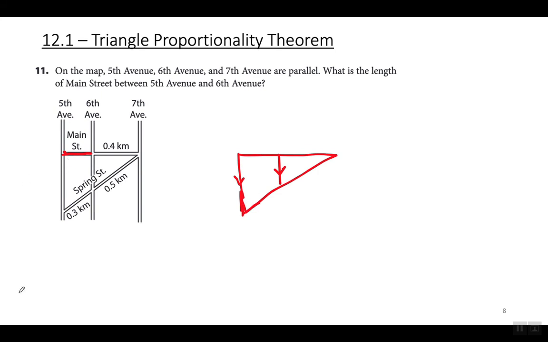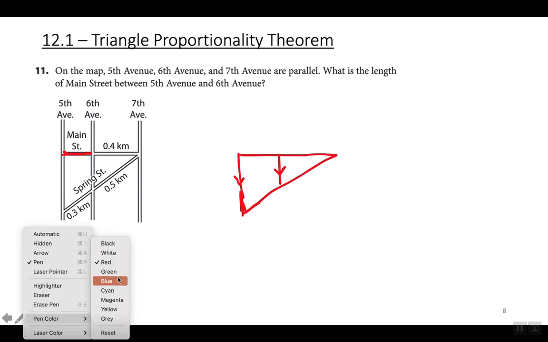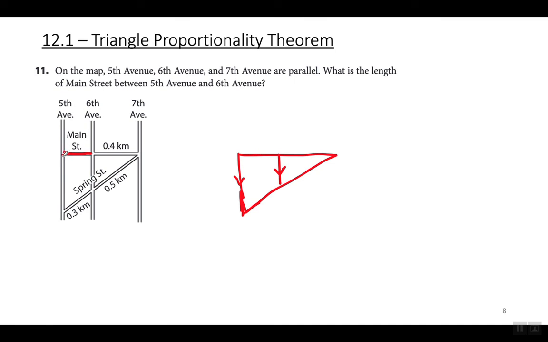Let me use a different color here. This is the triangle that we're looking at. And we're looking for that red portion, that red segment. So this part is 0.4, this part is 0.5, this segment is 0.3, and we're looking for this part right here. Okay? So my setup is going to be 0.4 over x equals 0.5 over 0.3.